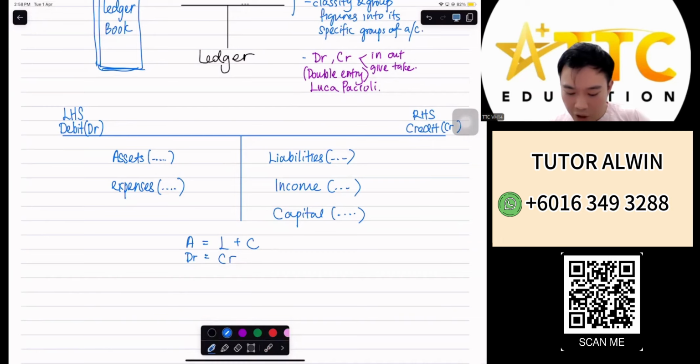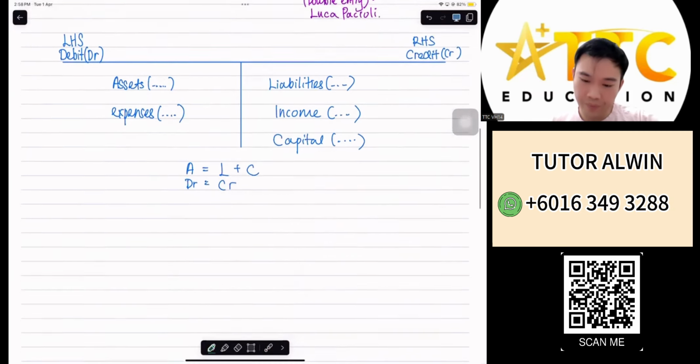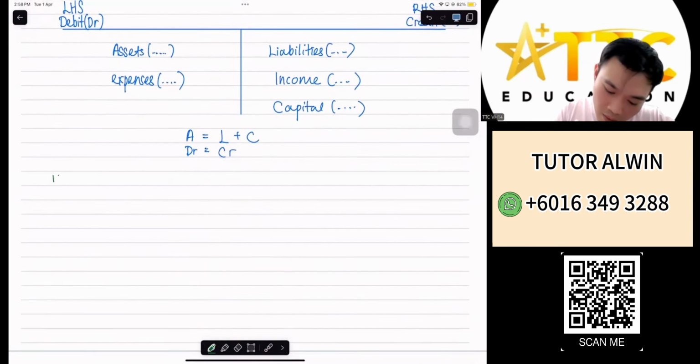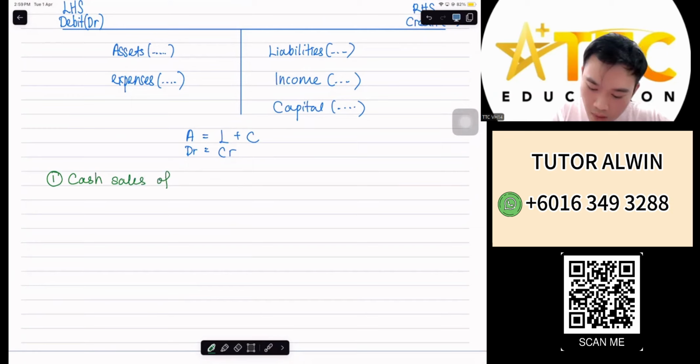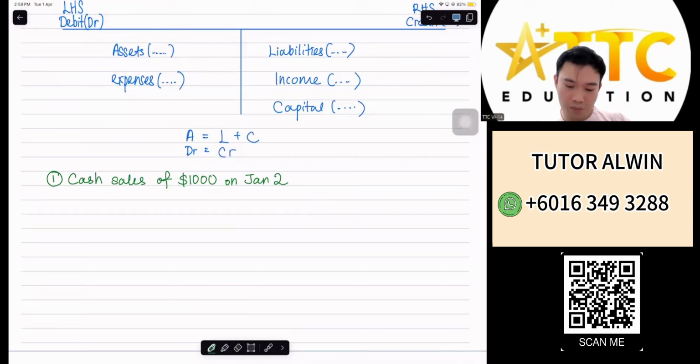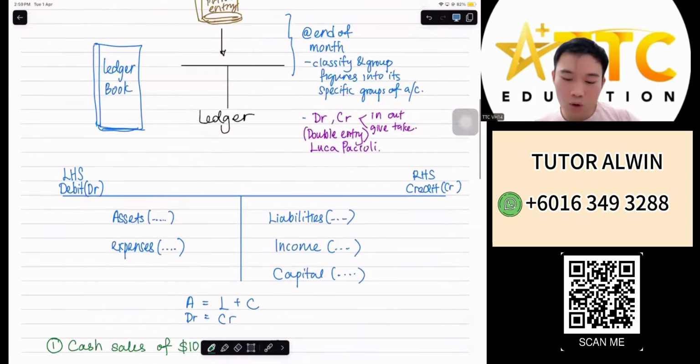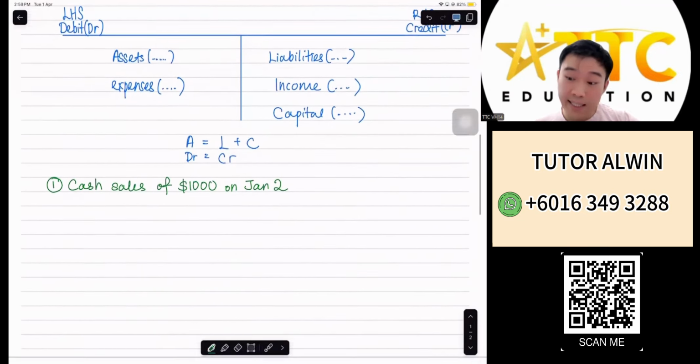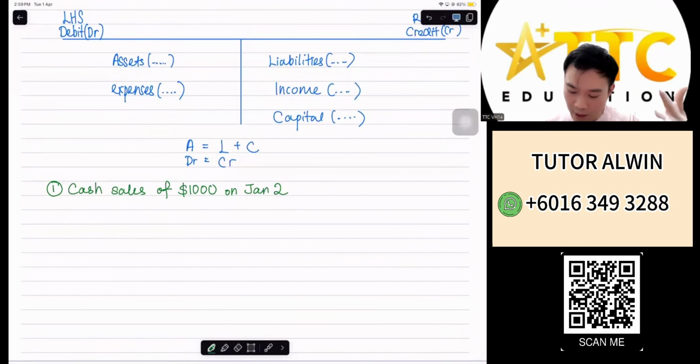Let's say the transaction was cash sales of $1,000 on January 2. First step is we will go through the document. So there must be a receipt made. There's a receipt in the transaction.